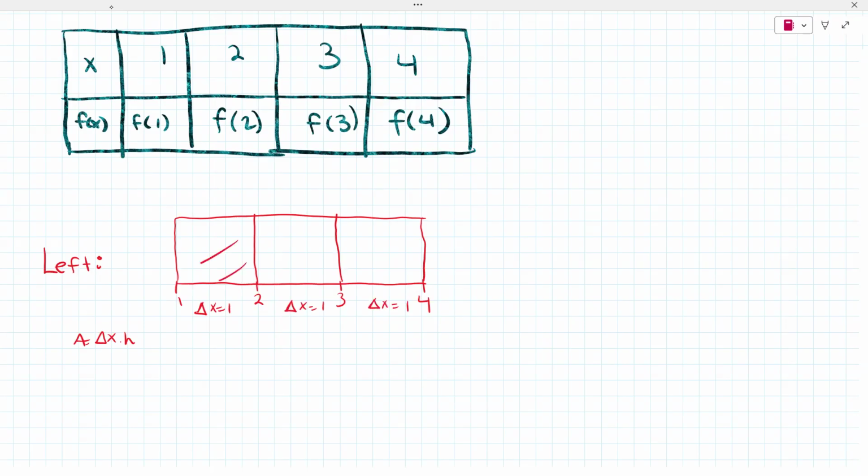Okay, so let's find the area of this box. This time we're going to the left, so we only care about this height. So my delta x is 1, and my height is f of 1. Plus, if you look at this box right here, my delta x is 1, and then my height is this height right here, f of 2. Plus, if you look at this rectangle here, my delta x from 3 to 4 is 1, and then my height, we only care about f of 3.